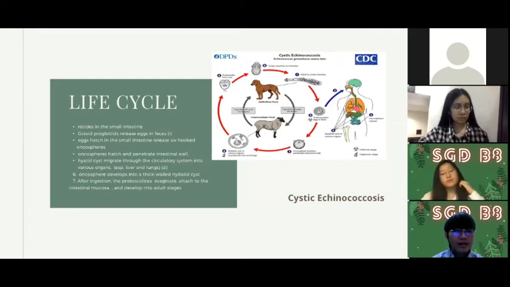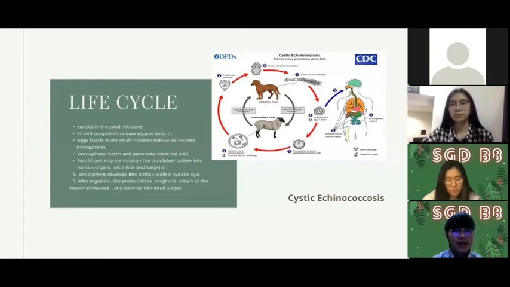that penetrate the intestinal wall and migrate through the circulatory system into various organs, especially the liver and lungs. In these organs, the oncosphere will develop into a thick-walled hydatid cyst that enlarges gradually, producing protoscoleces and daughter cysts that fill the cyst interior. The definitive host becomes infected by ingesting the cyst-containing organ of the infected intermediate host. After ingestion, the protoscoleces will evaginate and attach to the intestinal mucosa and develop into the adult stage in 32 to 80 days.